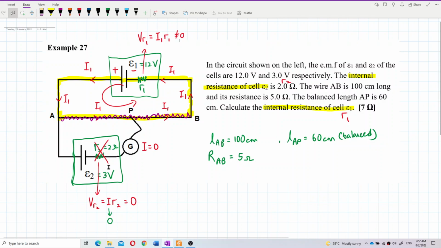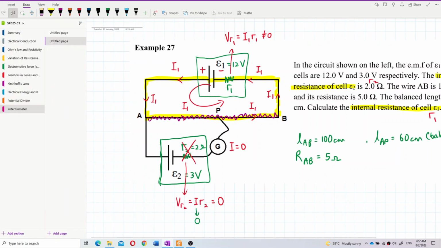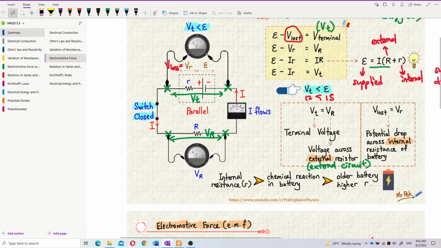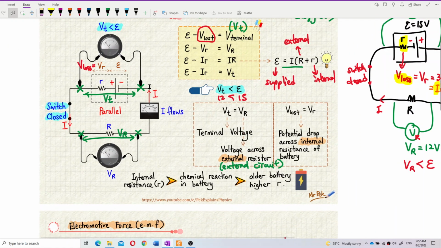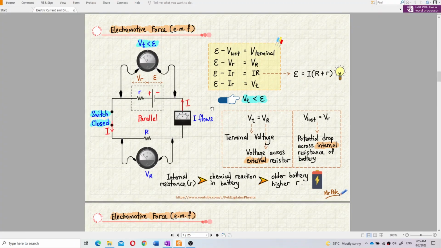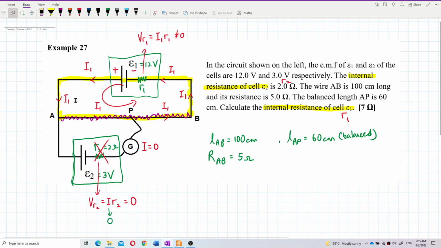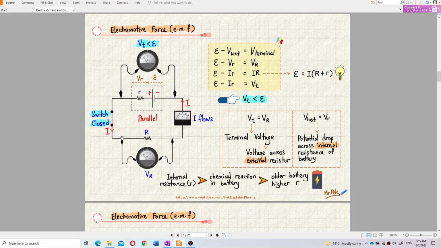Whereas the bottom part is like the switch open. Okay, hold on a second. You see, the top part here has current, isn't it? It's just like this circuit. It's like the switch closed, with current flow.